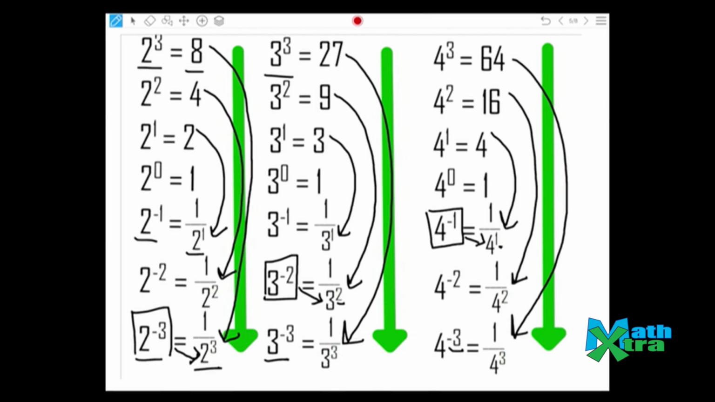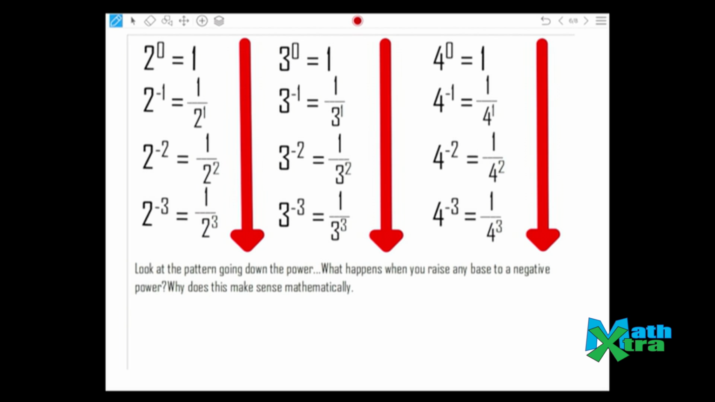Let's look one more time. I'm just going to concentrate on just negatives. We saw last week that these were the zeros. We know that we are dividing by the base, moving down. Look at the pattern going down, we're dividing by the base. What happens when you raise a base to a negative power? What happens is, for any number x raised to a negative n power, we are getting 1 over x to the n power.